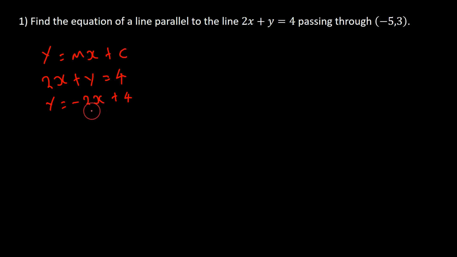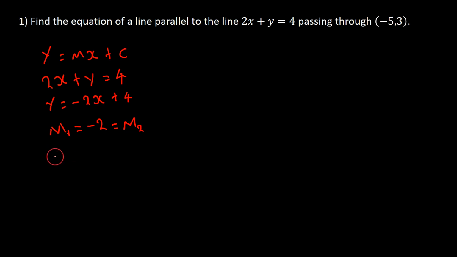So for the gradient of parallel lines, gradient 1 and gradient 2 are equal. So negative 2 here is the gradient. So this negative 2 is also the gradient for M2, which is the second gradient. So gradient 1 and gradient 2 are the same for parallel lines.